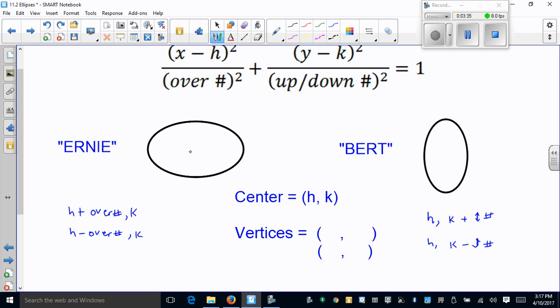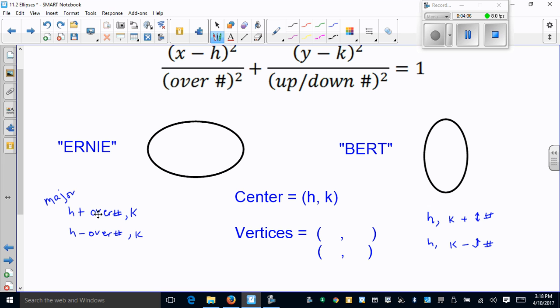Now these would be considered your major vertices. Your minor vertices would be doing the same thing. So anyways, this is the major for Ernie. This would be the minor for Ernie. This would be the major for Bert. This would be the minor for Bert. Because they have the 4, but we're really only concerned about the major vertices. So this is the major vertices for Ernie. This is the major for Bert.